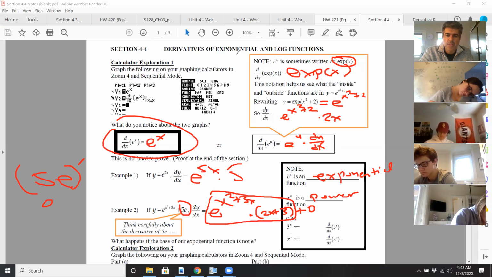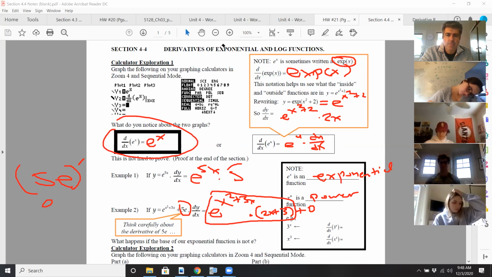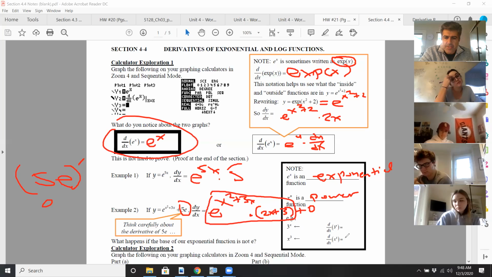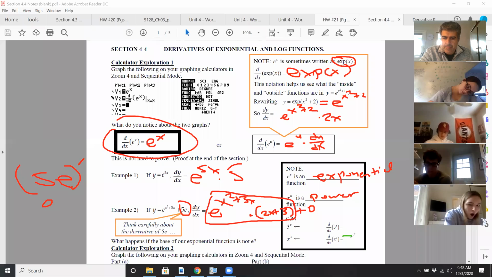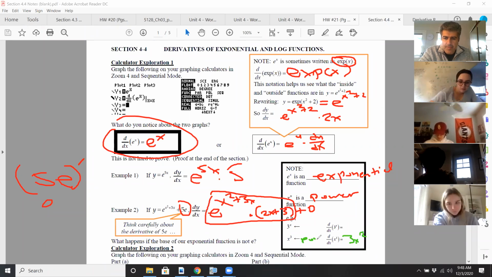And this will hopefully clear up some confusion that you might see regarding this stuff. Let's look at the bottom of that table. Let me change colors, something more appropriate. Like x cubed. What's the derivative of x cubed? We know it's 3x squared, right? Because that's a power function.